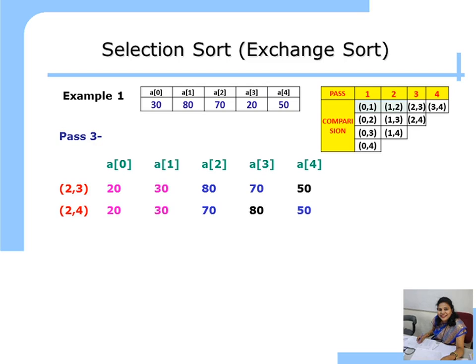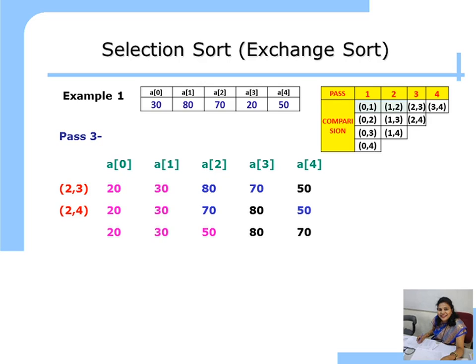Now we are going to perform the next comparison. The next comparison is between the second and fourth location. What is present at the second location? 70. What is present at the fourth location? 50. Is the second element greater than the fourth one? Is 70 greater than 50? Yes. So we will swap it. After swapping, you will get the output 20, 30, 50, 80, 70. Correct. So, as you know, both the comparisons are over. So, this is the end of pass 3.